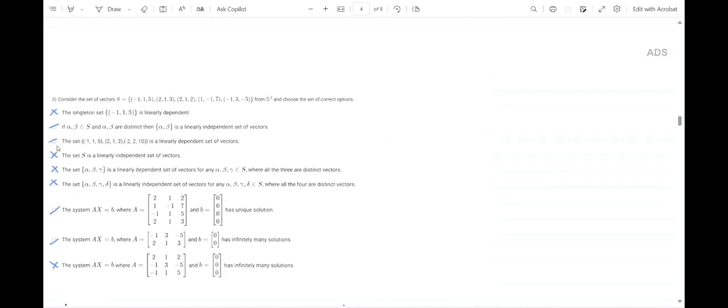Now in the third option, we are asking whether this given set of 3 vectors is dependent or not.